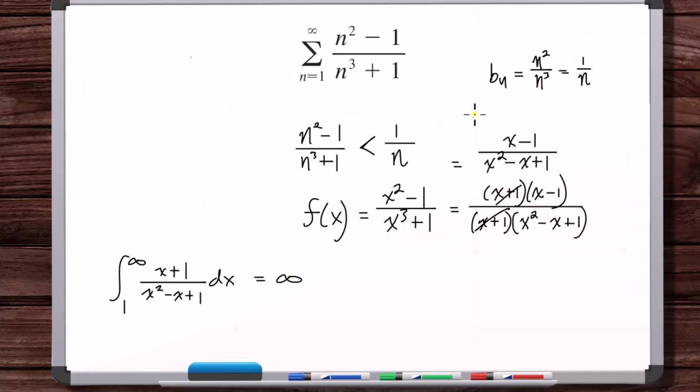Therefore, this is divergent, according to the integral test.